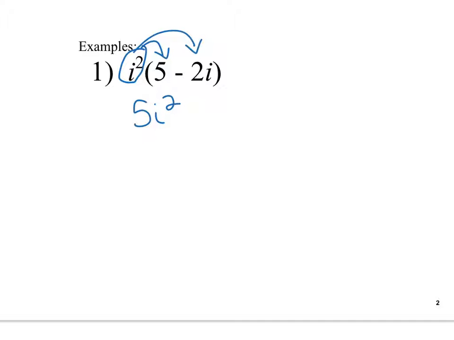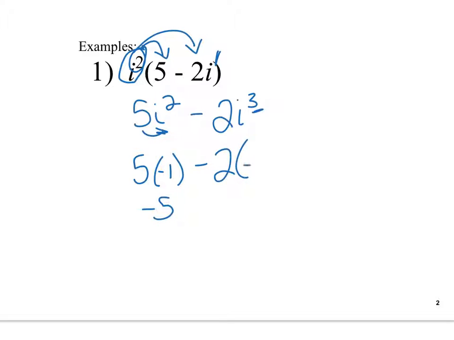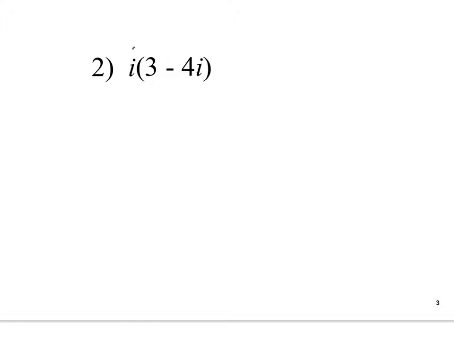So that's 5i squared minus 2i cubed. So i squared, i to the first is i cubed. Then we reduce our powers of i. We know i squared is -1. So these two are multiplied together, so I multiply these. i cubed is negative i. So I simply multiply the negatives, and I make it positive 2i. There we go. Done.